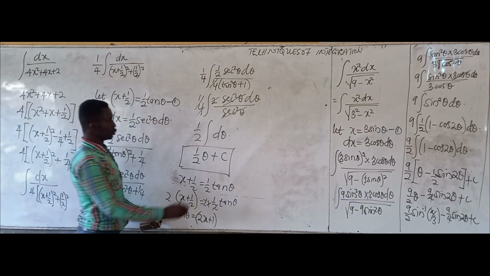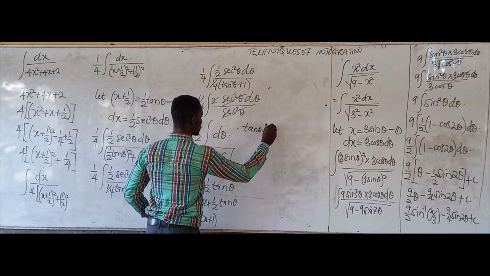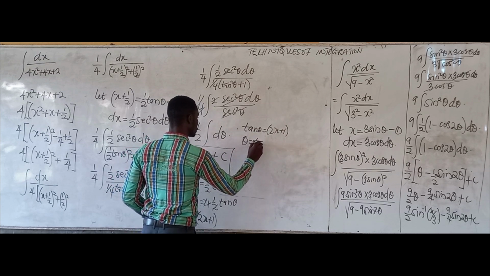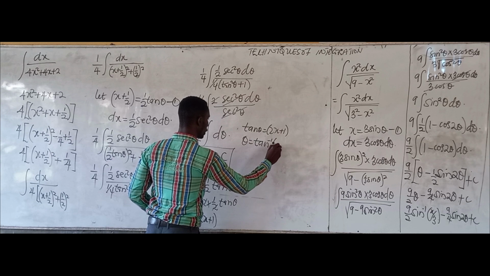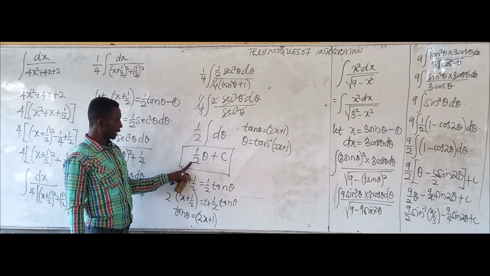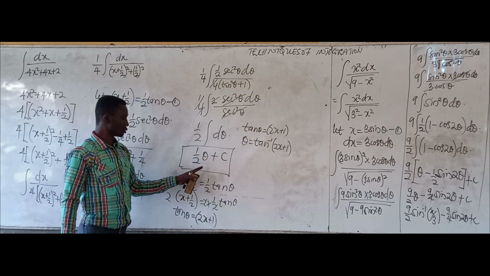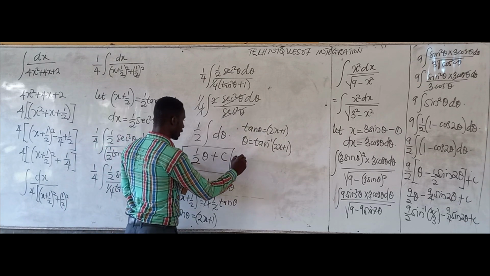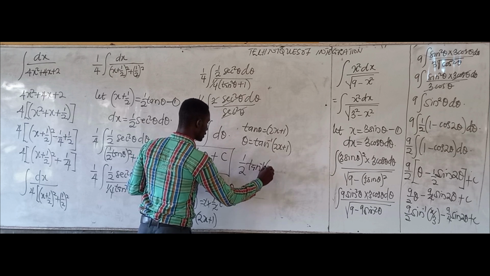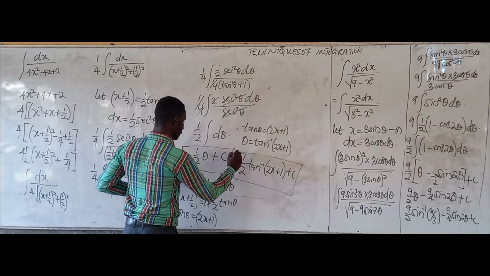So if you have tan theta is equal to 2x plus 1, and you want theta, theta is equal to tan inverse of 2x plus 1. So I substitute here, because when I integrated, I had half theta plus c. And theta is tan inverse of 2x plus 1. So I'll get half tan inverse of 2x plus 1 plus c. And that is my answer.